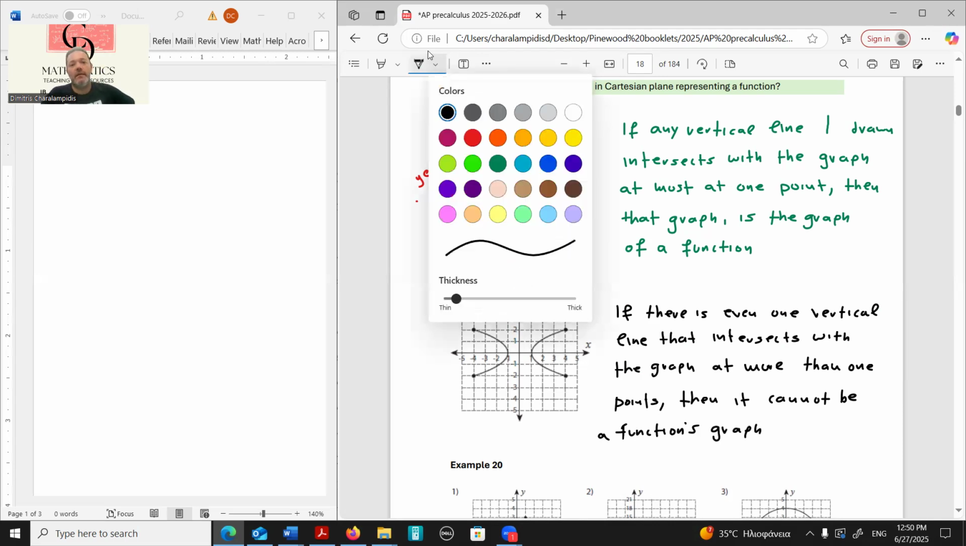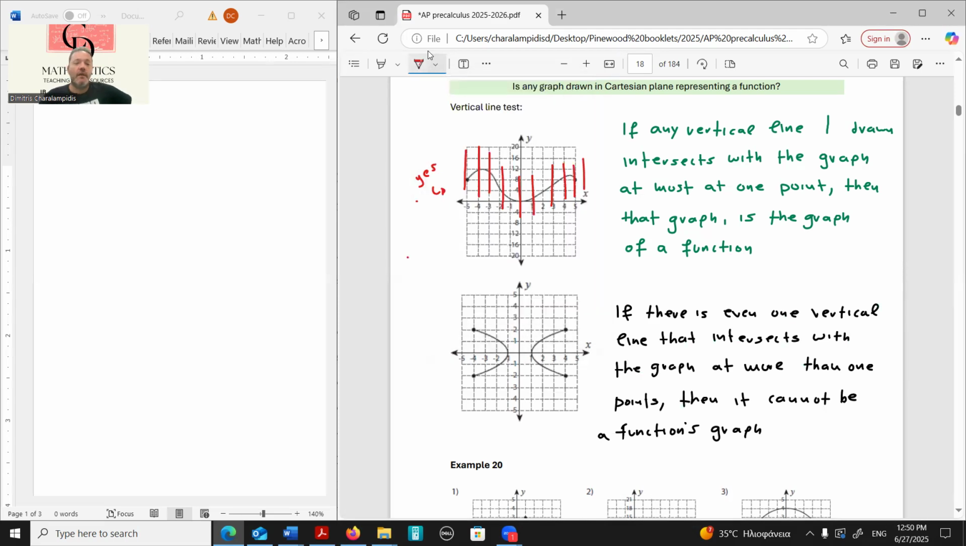Like in this graph at the left. Remember, we don't need many vertical lines to intersect at more than one. We just need one. If you can spot just one vertical line that cuts the given graph at more than 1 point, then that graph cannot be a graph of a function. So here you can see that I have 1 and 2, so not a function.